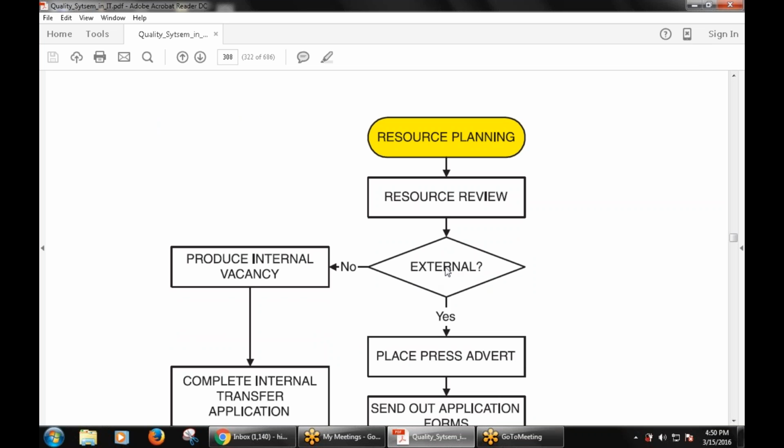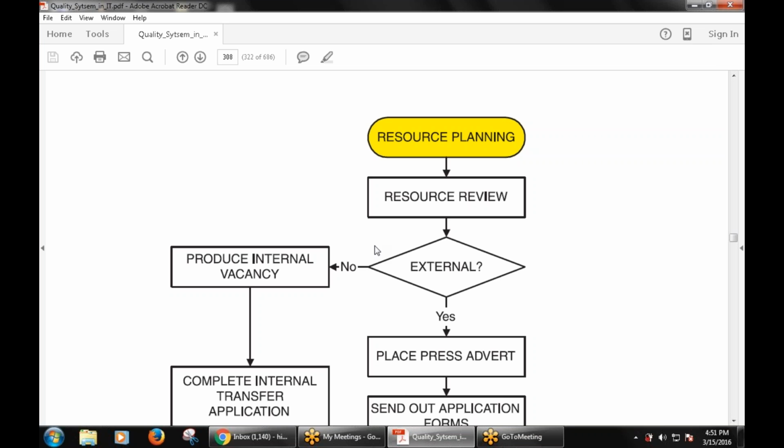After the resource review, there is an external check. That is, external parties will be required. Then there is a yes, and then there is a no. So there is resource planning, there is a resource review. If it is external, it is yes or no.